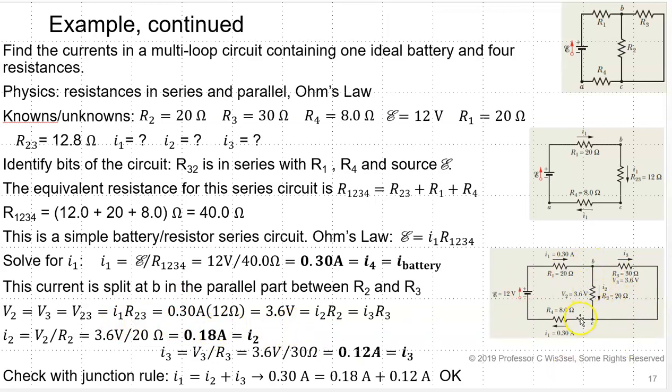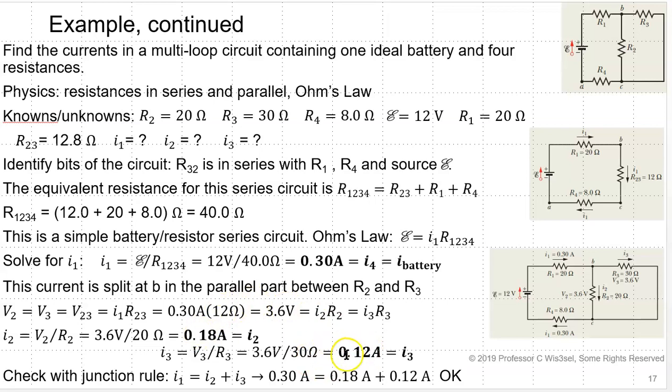That potential drop here has to equal this one, and also has to equal this one, because they're in parallel. So V2 equals I2 R2 has to equal I3 R3, and that has to equal 3.6 volts. And we can use this to get I2. I2 equals V2 over R2, which equals 3.6 volts divided by 20 ohms, which equals 0.18 amps. I3 is V3 over R3, or 3.6 volts divided by 30 ohms, which is 0.12 amps. And you can see the larger resistance has the smaller current.